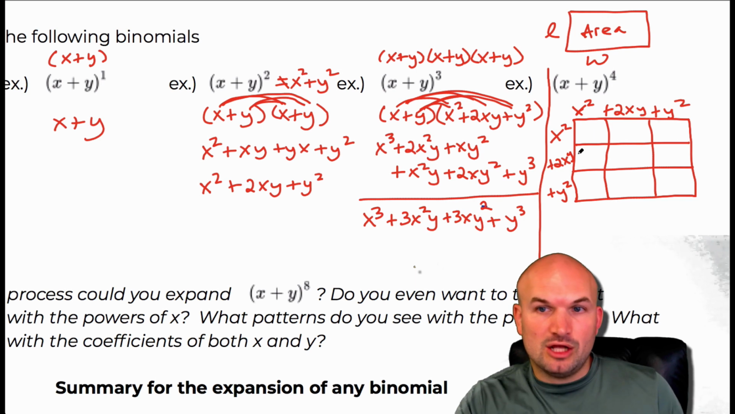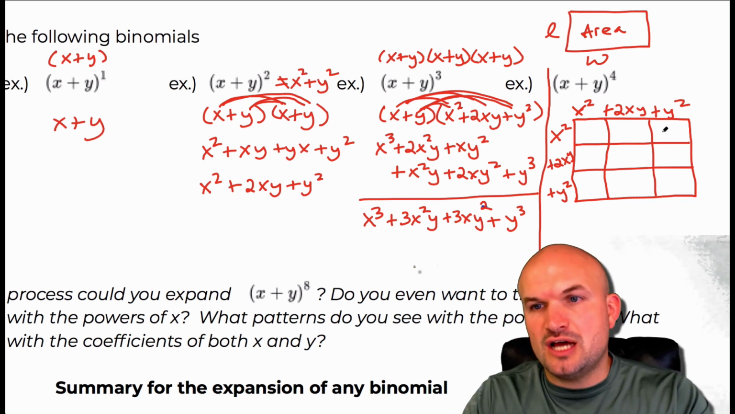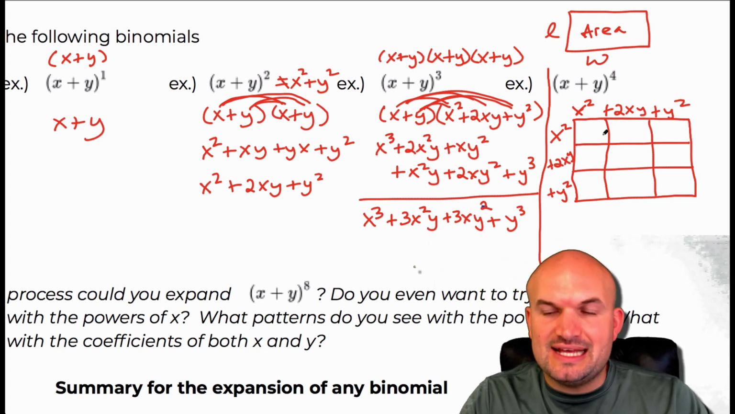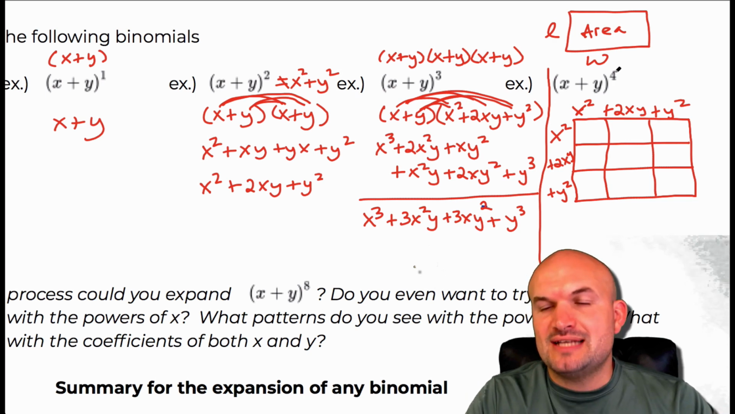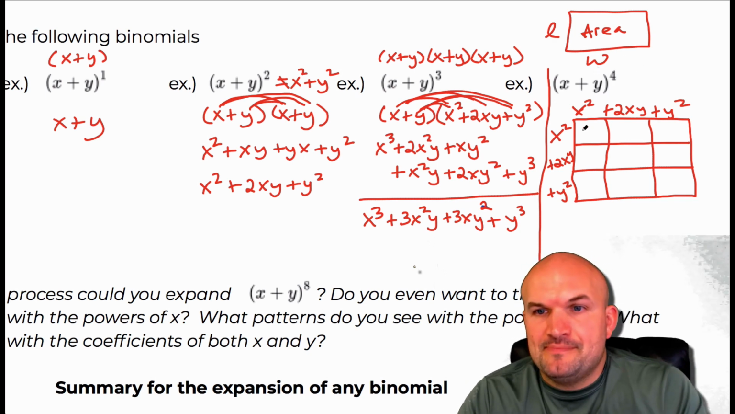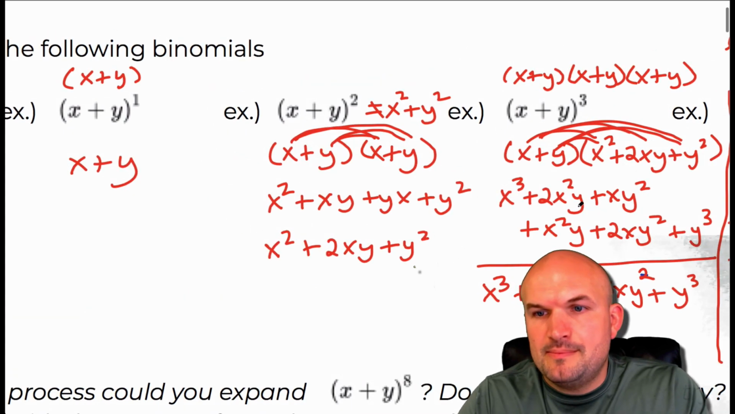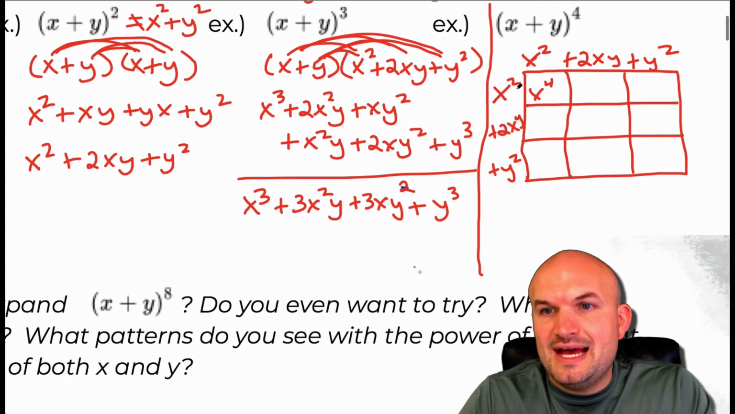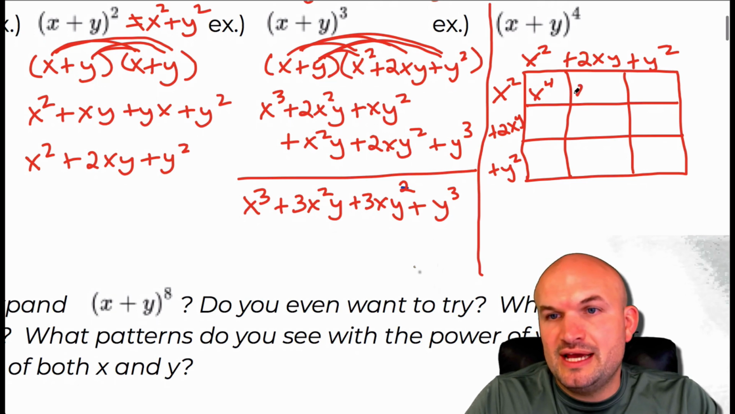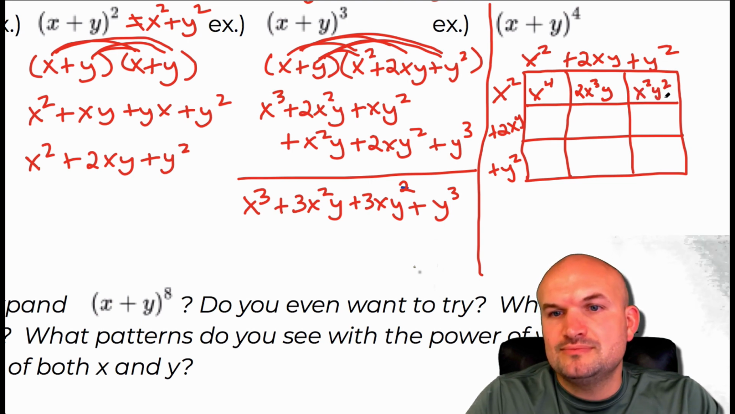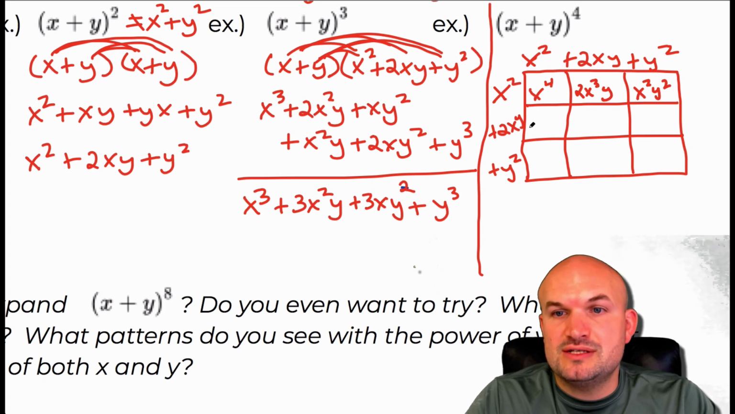Okay, so now all I'm going to do is find the area of each of these rectangles inside, and the area of all of these is going to add up to the area of the larger rectangle, which is basically just going to be my product, right? So x squared times x squared is x to the fourth. I'm actually going to zoom in one more time. X squared times 2xy is going to be a 2x cubed y. X squared times y squared is going to be x squared y squared. 2xy times x squared is going to be a 2x cubed y.